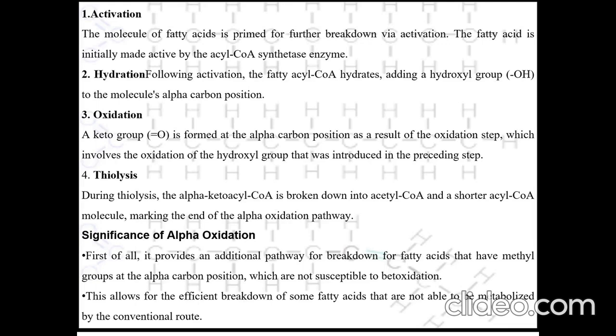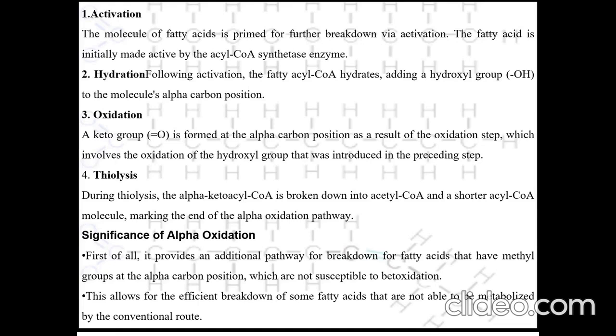Oxidation. A keto group is formed at the alpha carbon position as a result of the oxidation step, which involves the oxidation of the hydroxyl group that was introduced in the preceding step. Thiolysis. During thiolysis, the alpha ketoacyl CoA is broken down into acetyl CoA and a shorter acyl CoA molecule, marking the end of the alpha oxidation pathway.